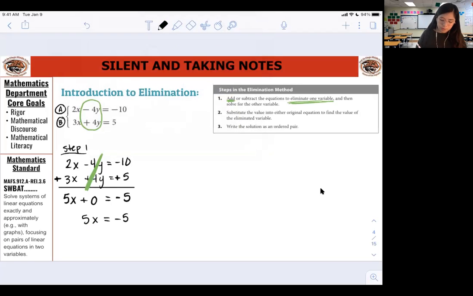And it's actually quite easy. It's basically just going to be one step. What's the one step I need to take? Division. We're going to divide. Divide by 5 on both sides. And I get x equals, close, -1. -1.